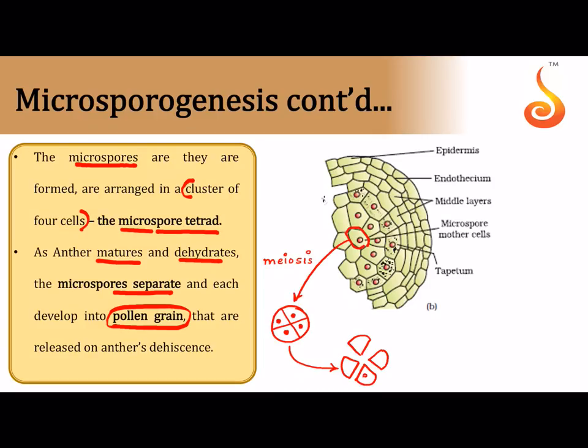See? They are getting separated from one another. They are becoming independent, and each one develops into a pollen grain. So totally we have one microspore mother cell giving rise to 4 microspores, and each of the 4 microspores will transform into a pollen grain. So therefore one microspore mother cell ultimately gives rise to a set of 4 mature pollen grains. But remember, this stage where all the microspores are adhered into a cluster is referred to as the microspore tetrad. Okay?